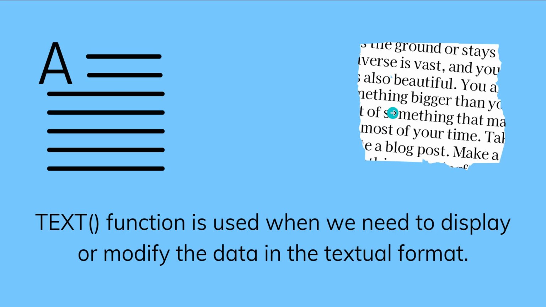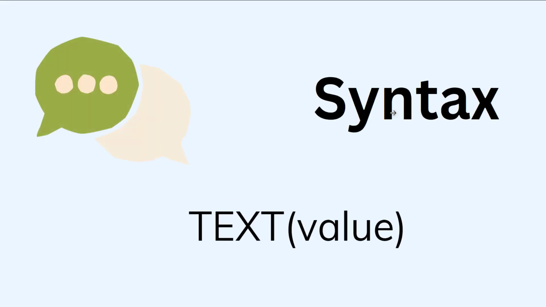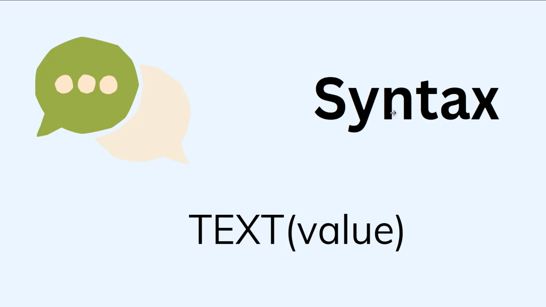So let's proceed and see its syntax and how it works. The syntax is given on your screen. You need to replace this value parameter with the specific value or the field that you want to convert into the text format. So let's learn how we can use this text function in both Salesforce Lightning as well as the classic user interface.